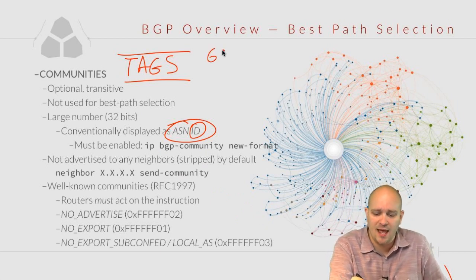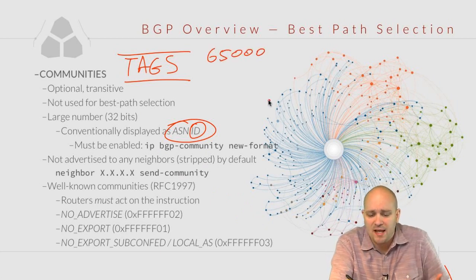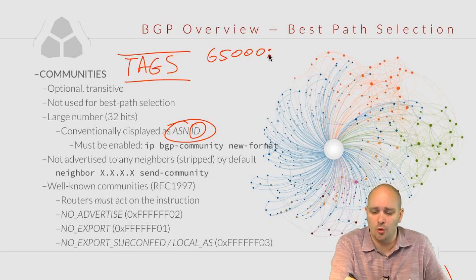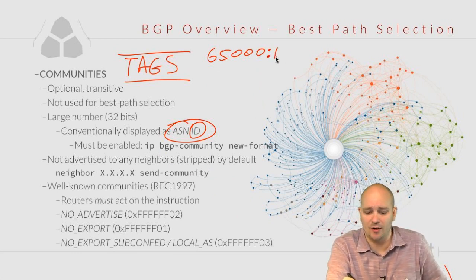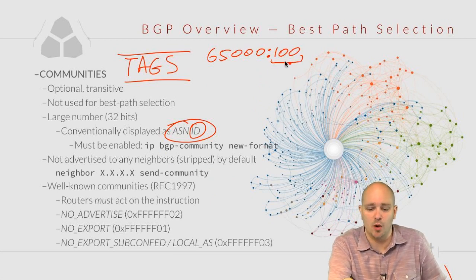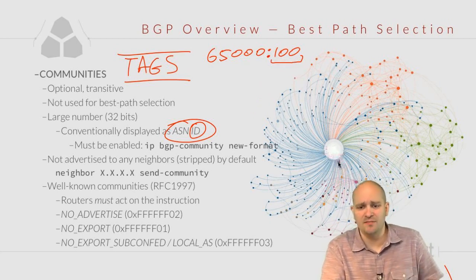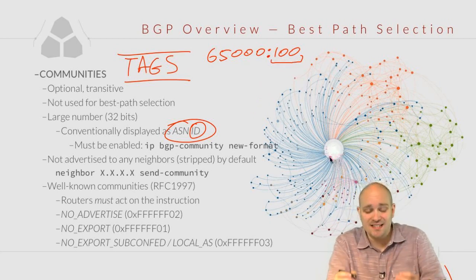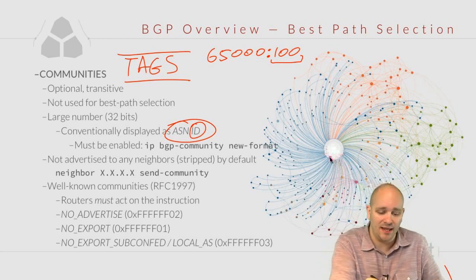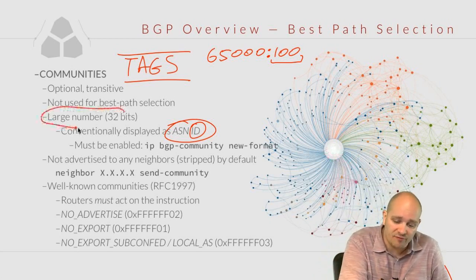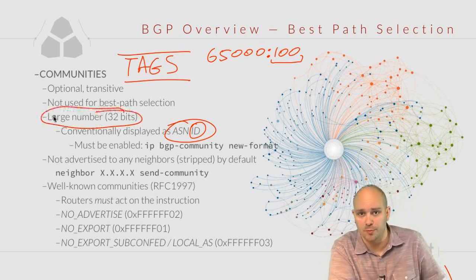So let's say that we had AS65000, and in that AS65000 we wanted to do something about the routes that had a special community that had this sub value of 100. So 65000:100 would be the value of that community. However, this is only how the community is displayed. The community is really just a very large 32-bit number.